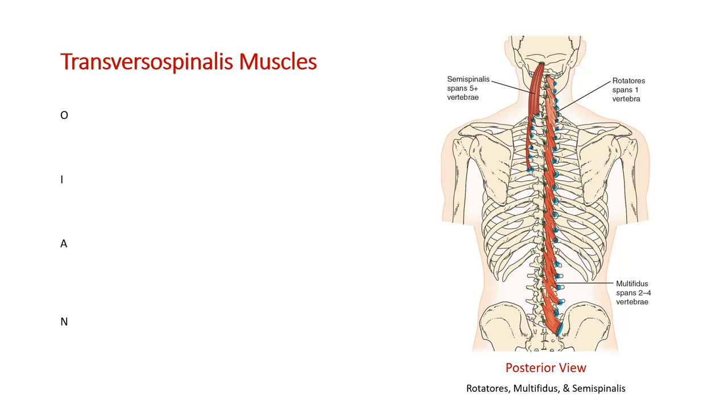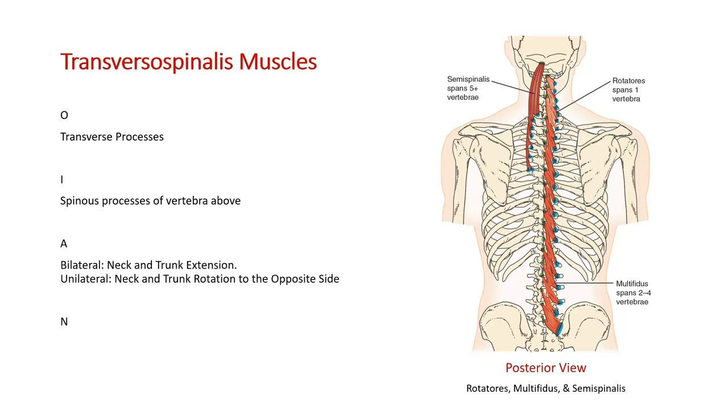So you can imagine, based on their location, that the transversospinalis, because they're right up against the spine, are a key player when it comes to spinal stability. So looking at that location, we'll take a look at the origin and insertion. The origin is going to be the transverse processes, and the insertion is going to be the spinous process of the vertebrae above it. So it goes from a transverse process below to a spinous process above. That's where you get that diagonal look, or that oblique line of pull.